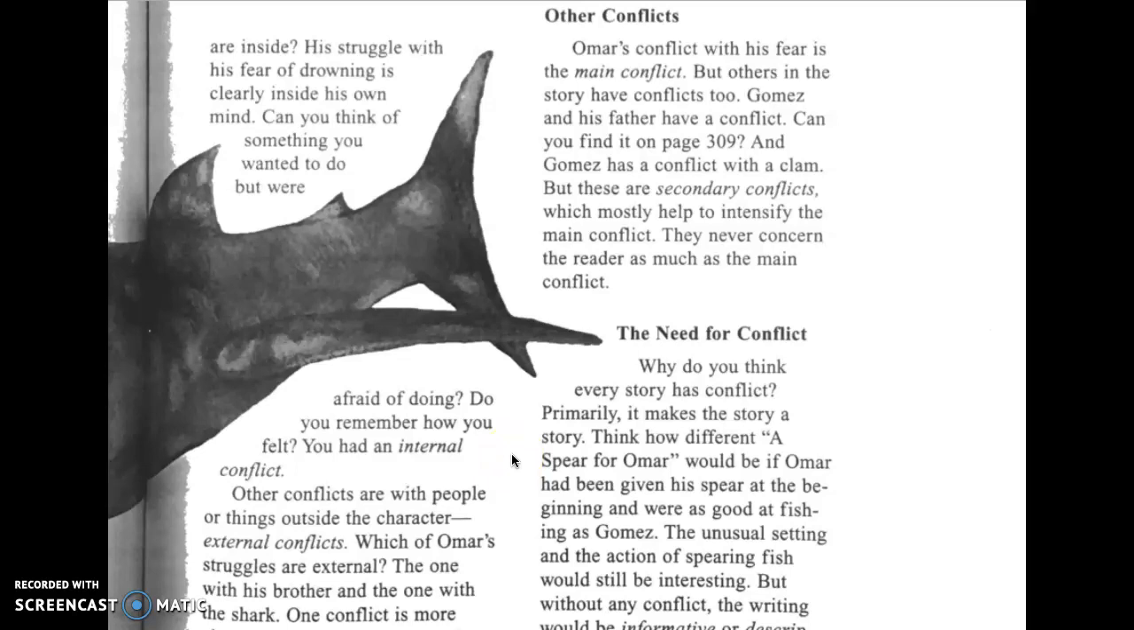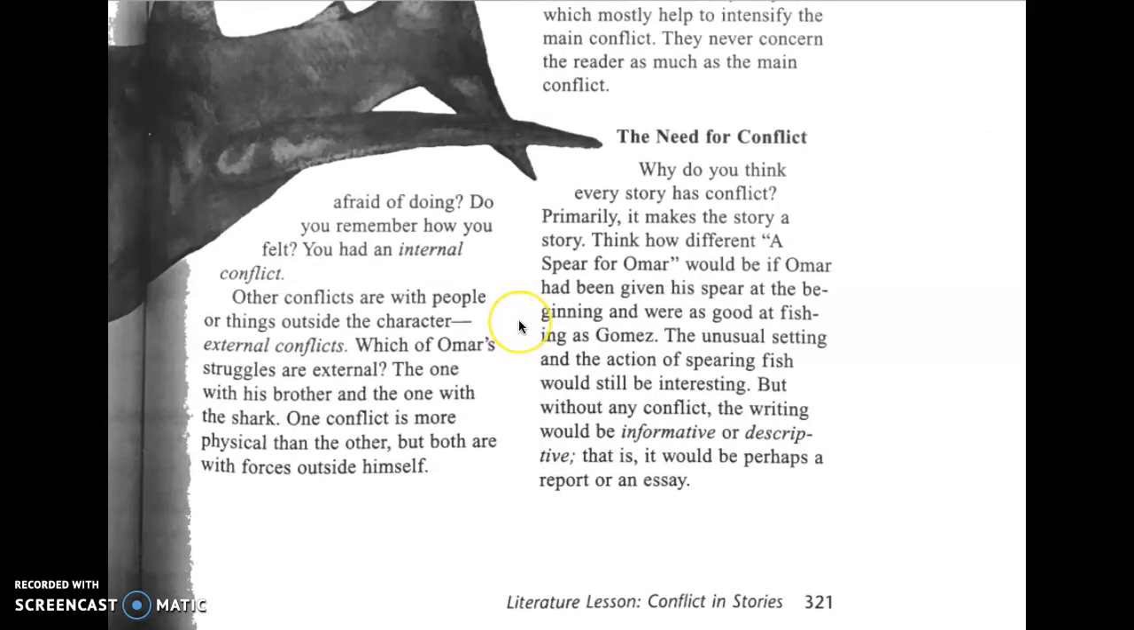It happens inside your mind. Other conflicts are with people or things outside the character. External conflicts. Which of Omar's struggles are external? What do you think? Pause.